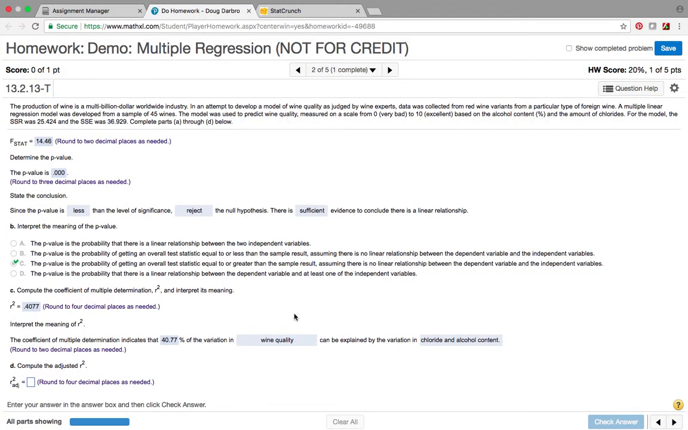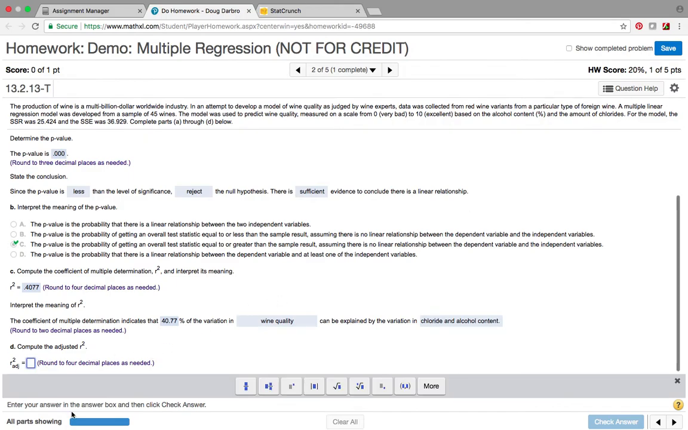I figured this was coming. So guys, let's just do it. So we have 1 minus 0.4077 times the degrees of freedom for the total, which is 44, divided by 42. And take 1 minus that answer, and I get 0.3795.